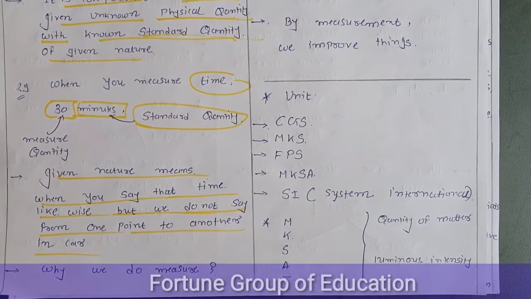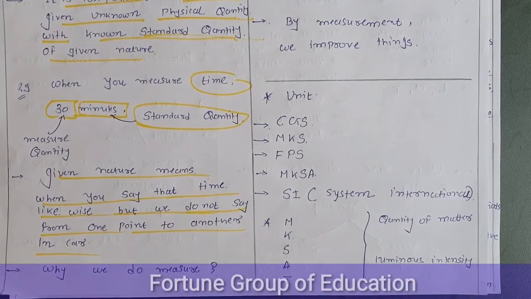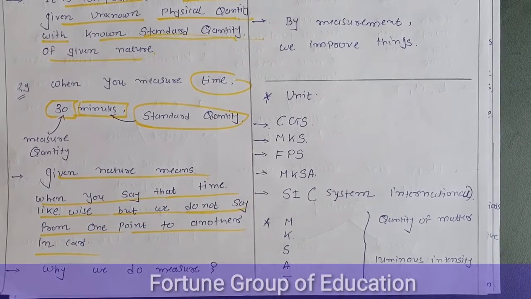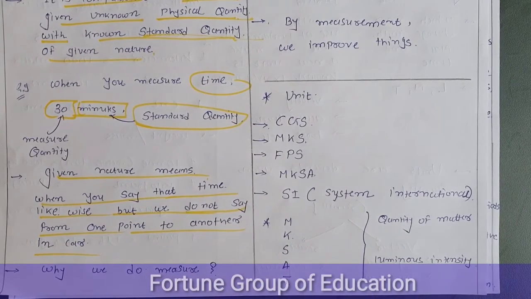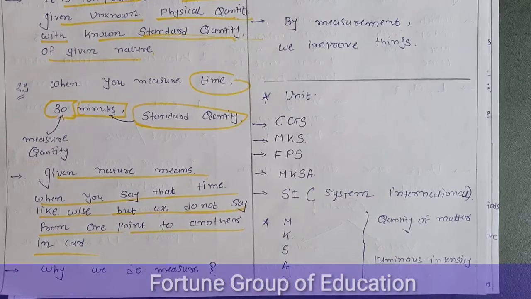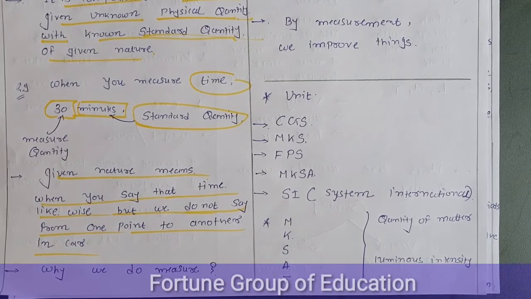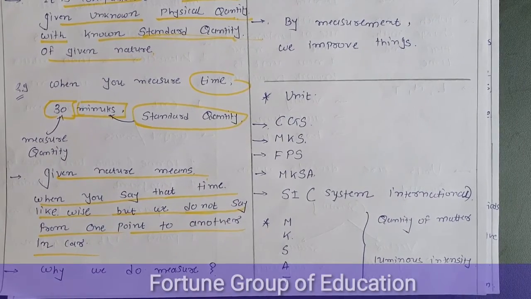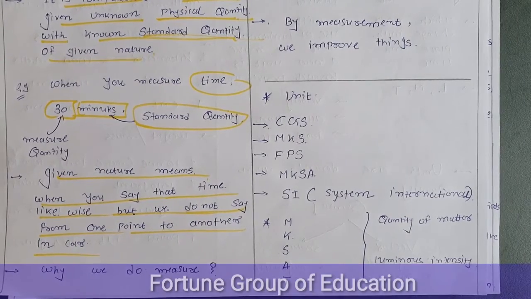So you cannot say, if we have to go from point A to point B in a car, that the time is 30 minutes. No, this is the nature. If we have to go by a car from one point to another point, or by walking, these are the types of nature. So once again I will introduce the thing. It is a comparison method between the physical quantity with a known standard quantity of a given nature.